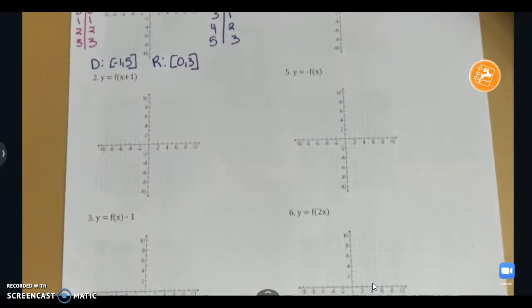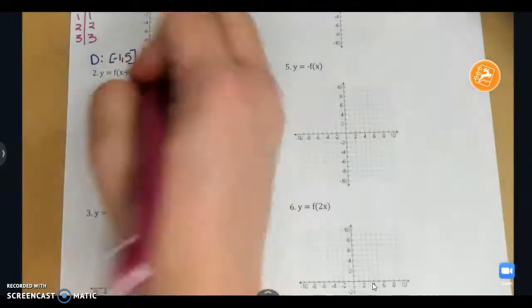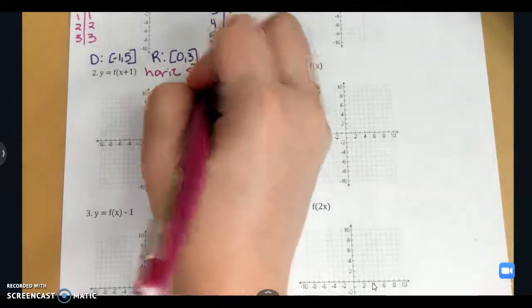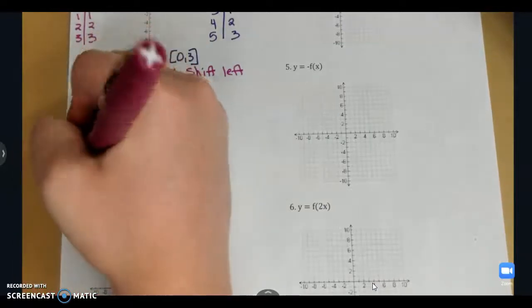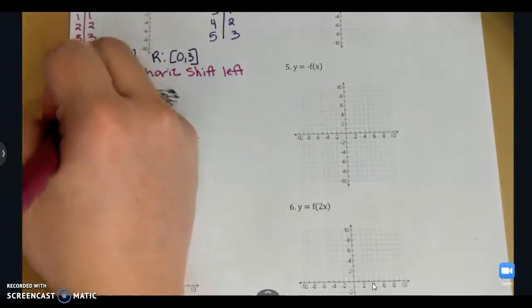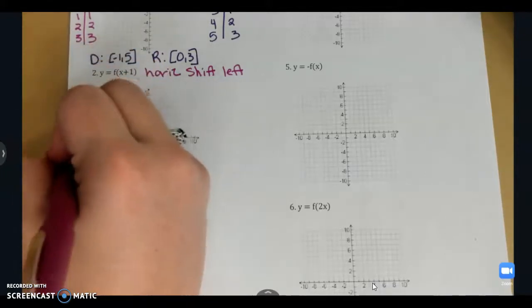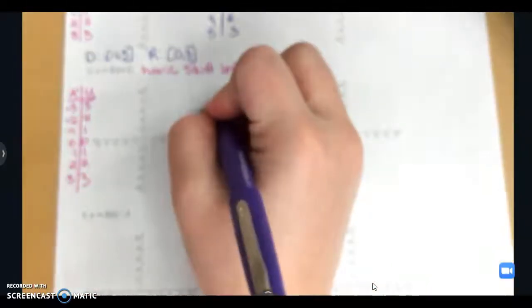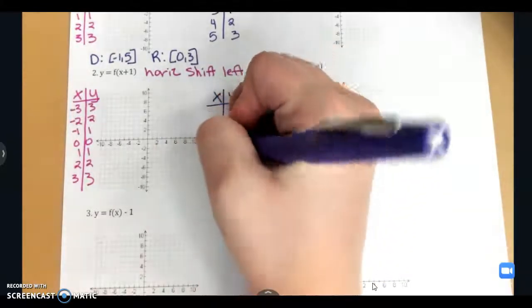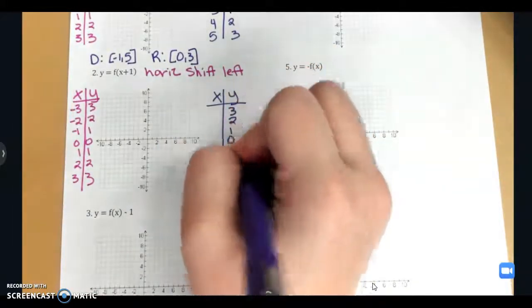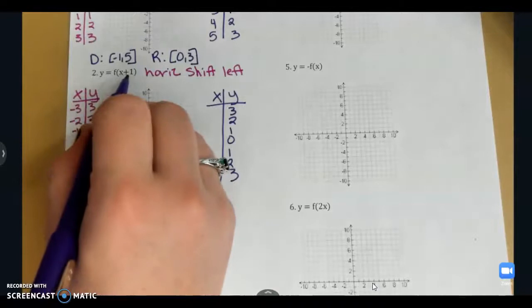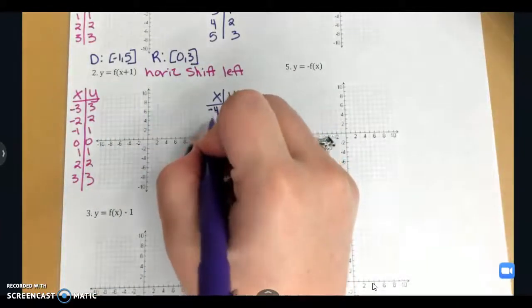Moving on to number 2, f(x + 1), that is going to be, again, a horizontal shift, but this time we're going to the left because it's plus. So my points from my parent function and my transformed points, only my x values are going to change because we're shifting horizontally, so my y values will stay the same. When I'm shifting left, they're getting smaller, they're decreasing. So I'm going to subtract 1 from each of my x values.